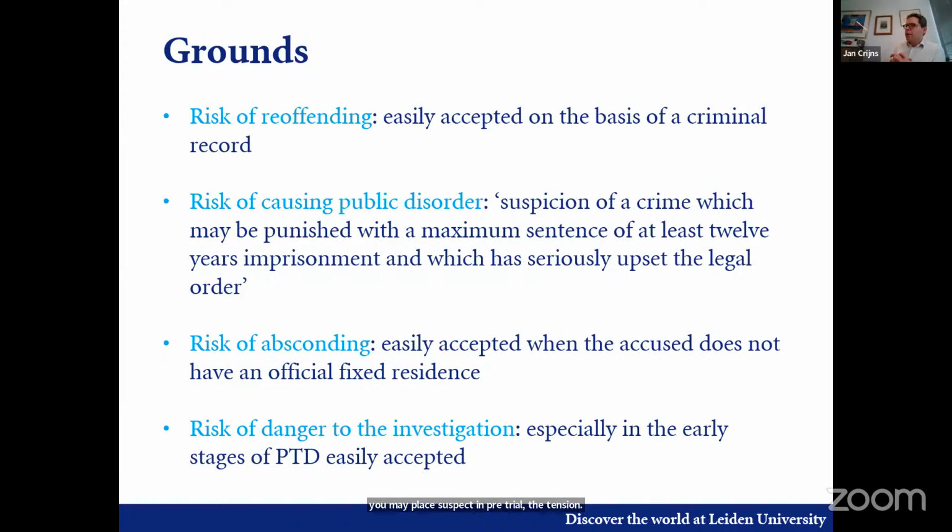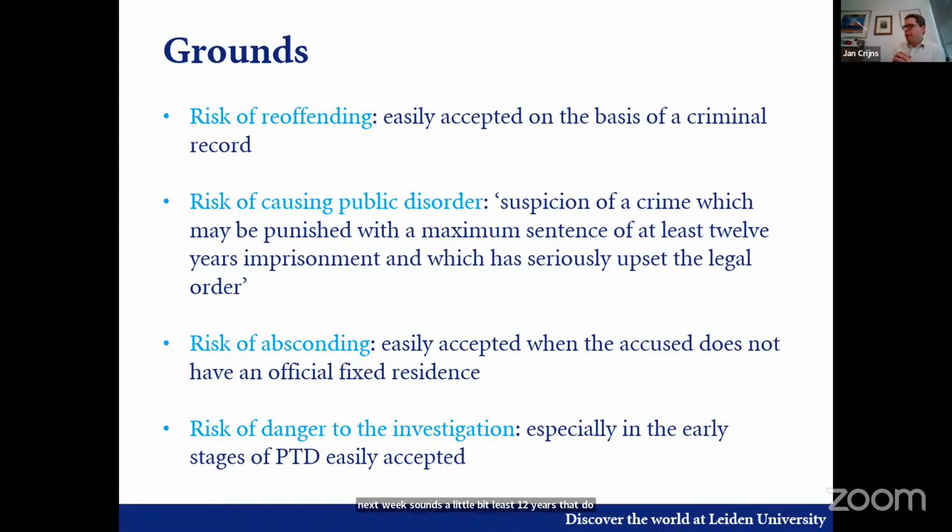Well, that is not a great shock, I think. Crimes with a maximum sentence of at least 12 years are severe crimes, for instance, manslaughter. And in such a case, the legal order will be upset. So if you place the suspect in pretrial detention on this ground, I don't think that will be a surprise to anyone. But the problem is, there are also severe crimes with a maximum sentence of at least 12 years that do not upset the legal order.